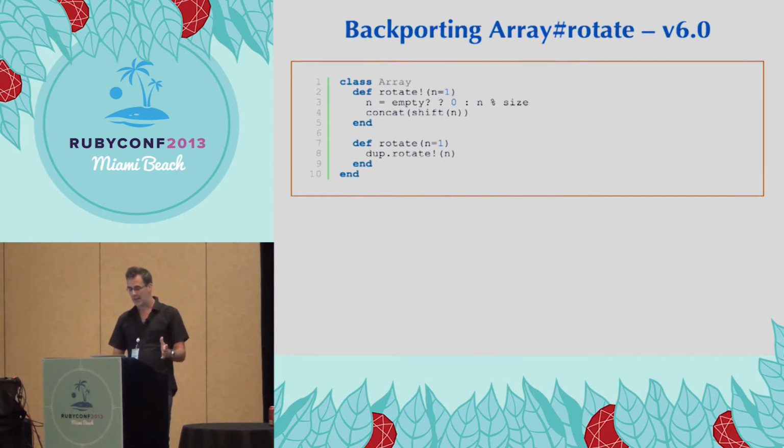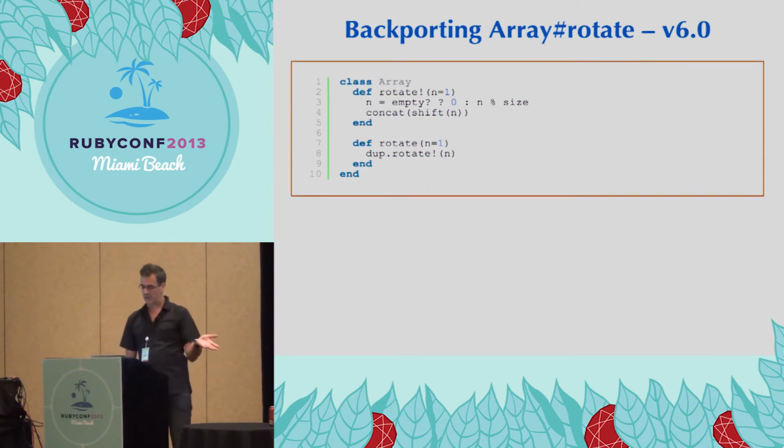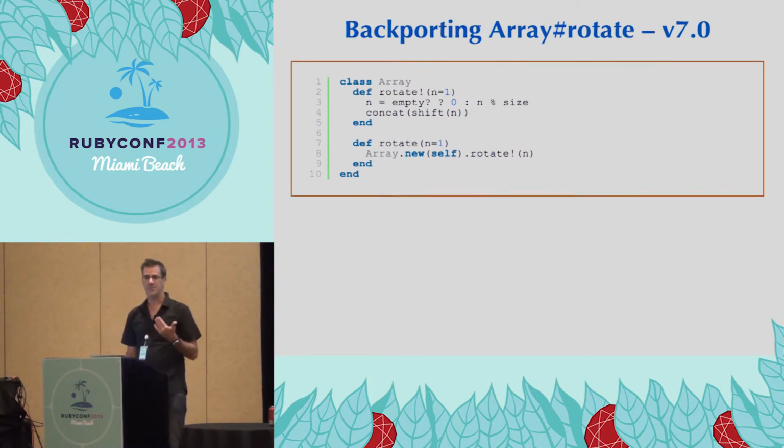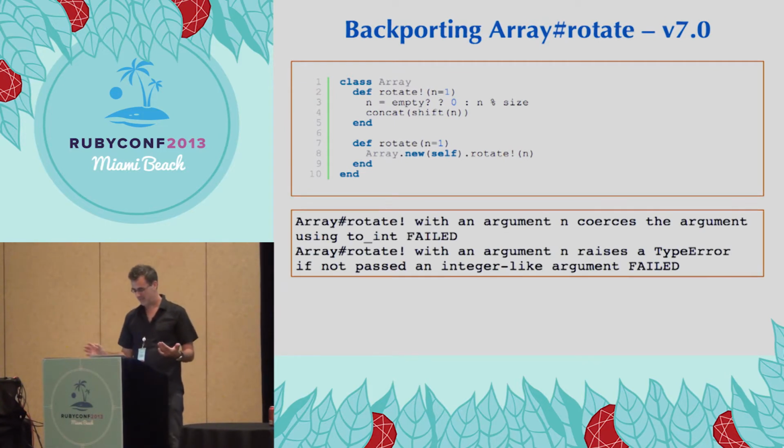Okay, so if we go back to our version 6 of rotate and we want to be a good citizen and return just an array, we just need to replace the dup with Array.new of self and call rotate bang. And now, surely, we must be with our super version 7 of rotate passing the specs. We don't.